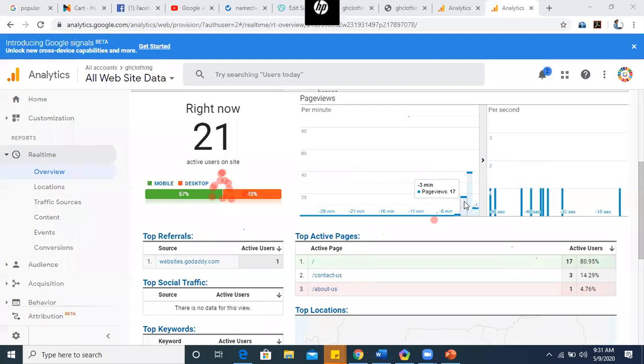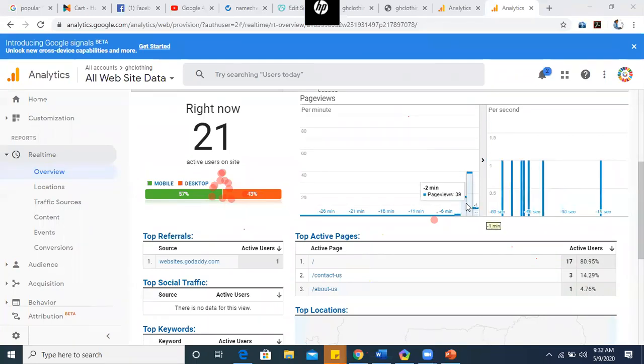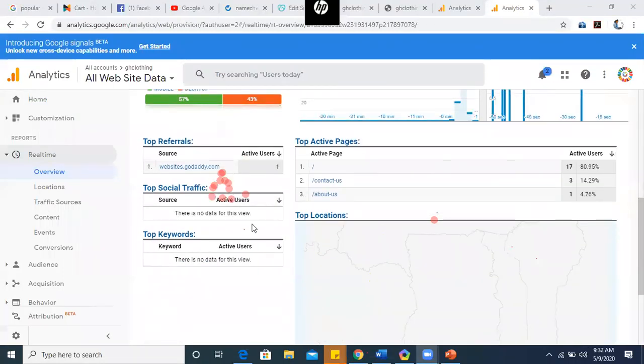How many pages were viewed? 17 pages were viewed because 7 people were in there. And it went to 36 and it's now coming down, okay? This is an insight. It helps you to also know that people are actually viewing, which pages they are viewing, and all of that.